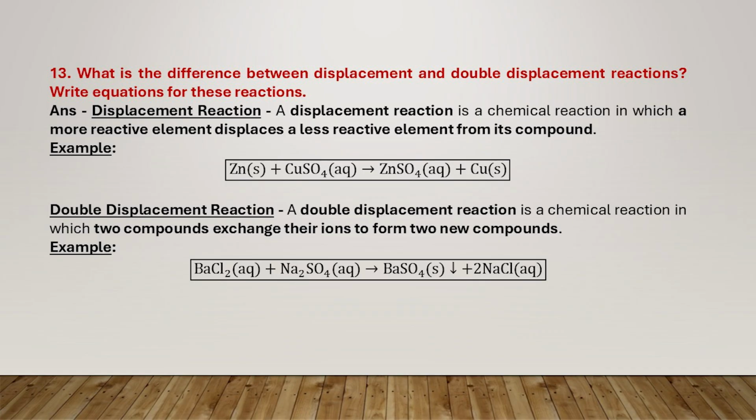Answer. Displacement reaction: a displacement reaction is a chemical reaction in which a more reactive element displaces a less reactive element from its compound. Example: Zn(s) + CuSO4(aq) → ZnSO4(aq) + Cu(s). Double displacement reaction: a double displacement reaction is a chemical reaction in which two compounds exchange their ions to form two new compounds. Example: BaCl2(aq) + Na2SO4(aq) → BaSO4(s) + 2NaCl(aq).